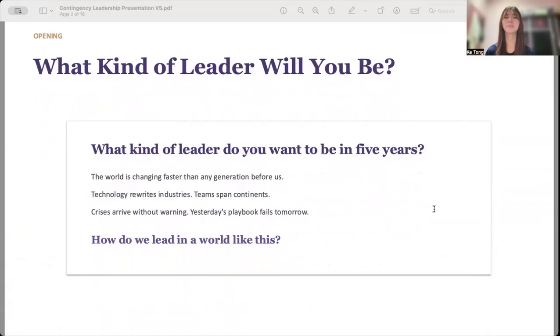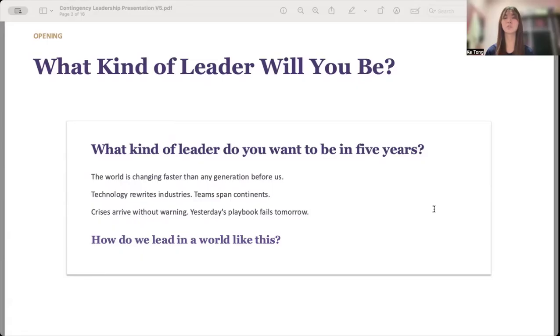The honest answer for most of us is, I don't know yet, because I don't know what the world will look like. And this is exactly the problem. The world is changing faster than any generation before us. Technology revamps industry every few years, and crises arrive without any warning. So how do we lead in a world like this?